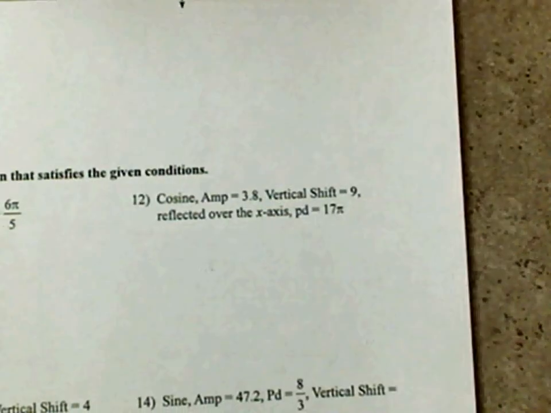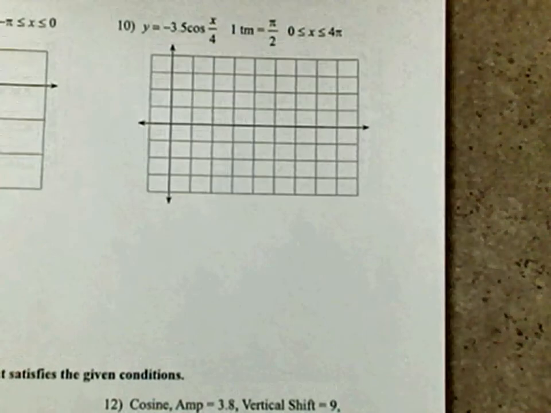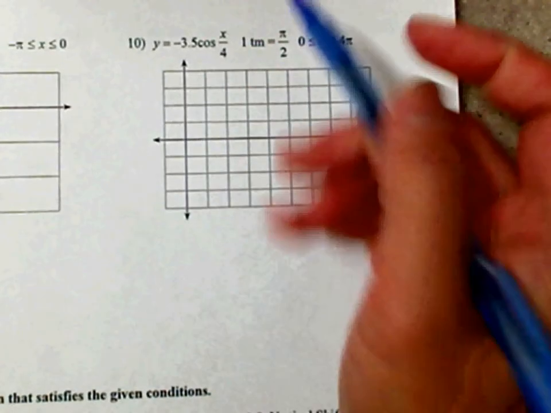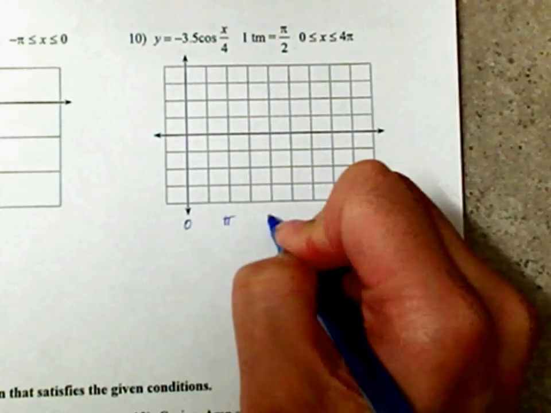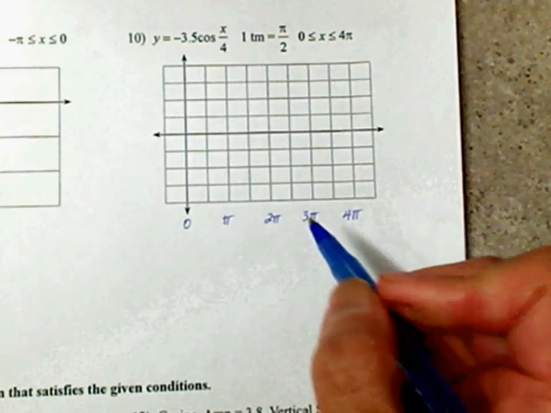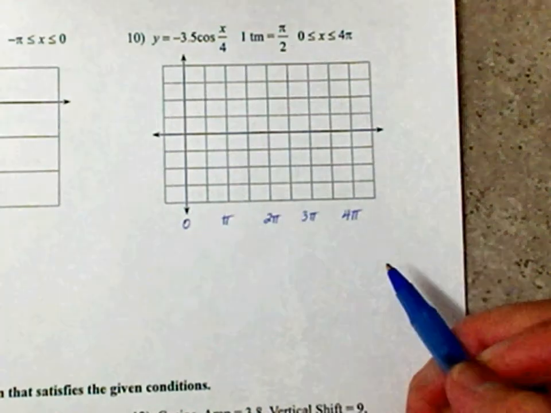Number 10. Here's number 10. Okay. On number 10, same thing. It says your tick mark is pi over 2, half a pi. So let's go ahead and label 0, pi, 2 pi, 3 pi, 4 pi. Now, if you want to go half a pi, 3 halves pi, 5 halves pi, you go right ahead. All right. I just don't like mine bunched up.